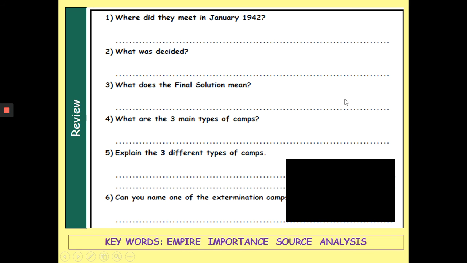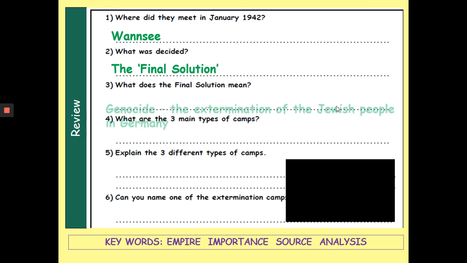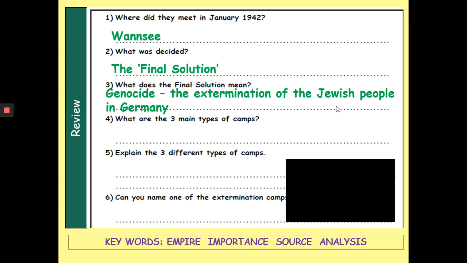Okay, so let's look at some of the answers for this. This is all about the quote unquote final solution to the quote Jewish problem. So where did they meet in January 1940? They met somewhere called Wannsee. What was decided? They decided on the final solution. Again, very problematic wording. What does the final solution mean? Well, it meant genocide, the extermination of the entire Jewish people.